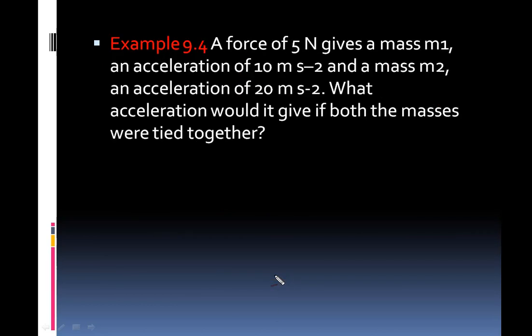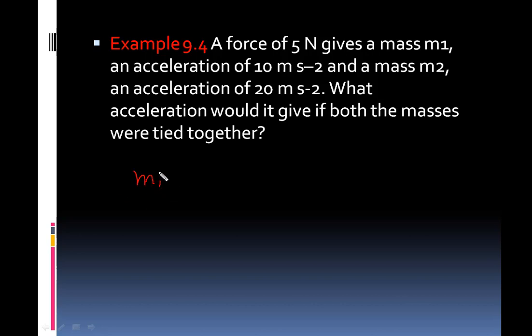Next question. A force of 5 Newton gives a mass m1 an acceleration of 10 meter per second square and mass m2 an acceleration of 20 meter per second square. What acceleration would it give if both the masses were tied together? Okay, so there are two different cases combined with each other. So let us solve. A force of 5 Newton gives a mass m1. Okay, now this is a mass m1.